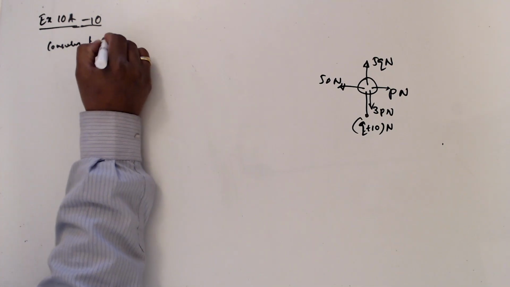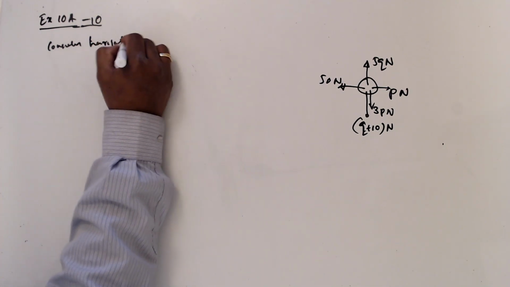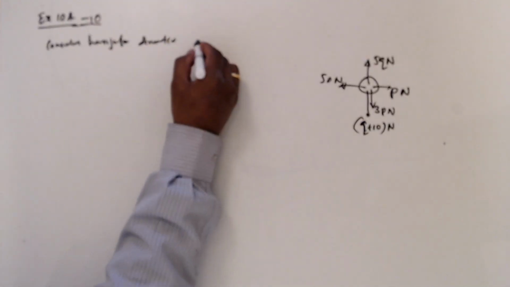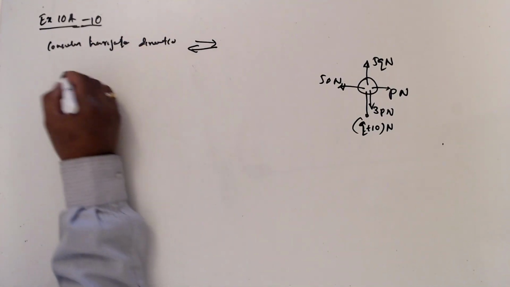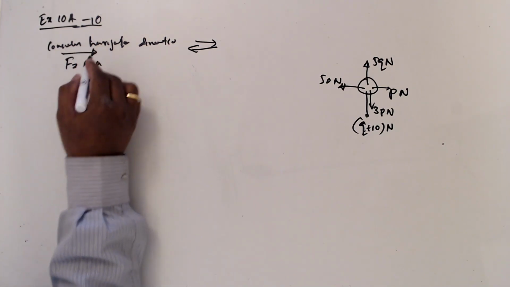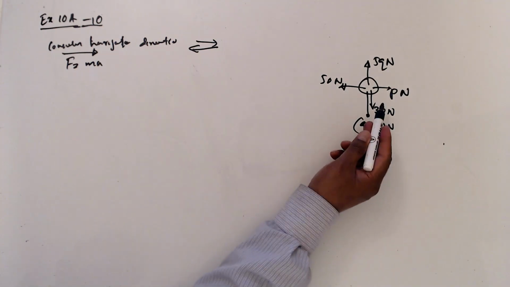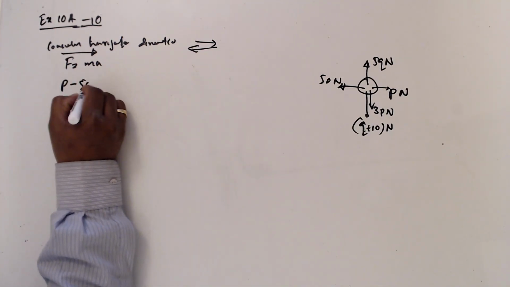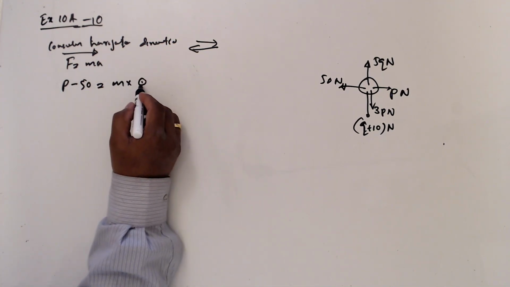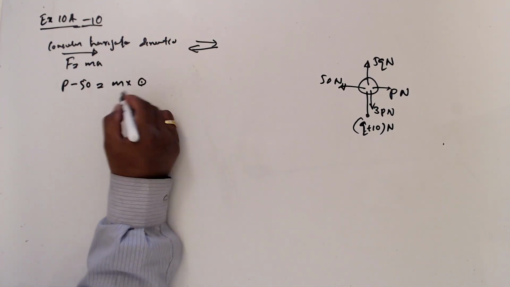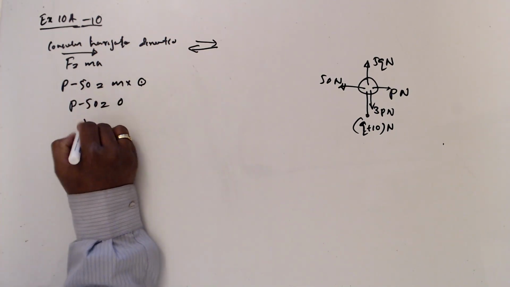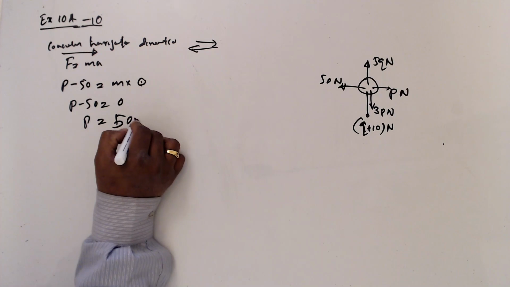Consider the horizontal direction, and there are two directions, either this direction or this direction. You can select any direction. So if we equal F to ma, I'll put this direction. Then P minus 50, the other direction, equals m times 0, because this is at rest, it's not moving. So P minus 50 equals 0, P equals 50 newton.